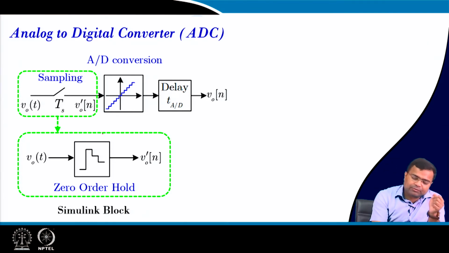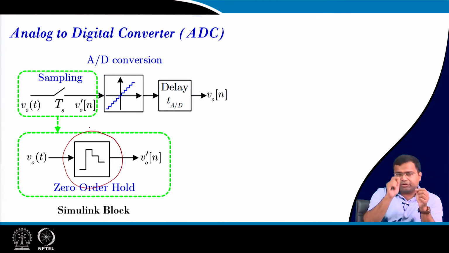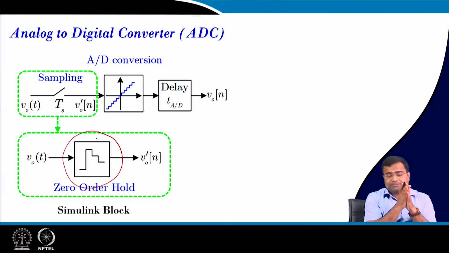But with the zero order hold, you need to provide the sampling time. If you provide a sampling time, it will sample with respect to the simulation time, with capital T. That means it will start from the start of the simulation, and after every T time it will sample. But we want to customize the edge as well as we want to use an event based clock.